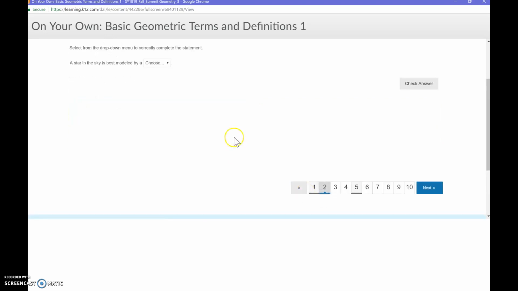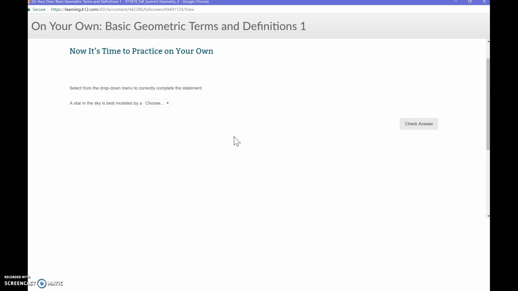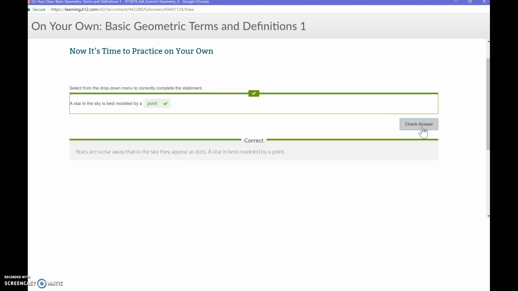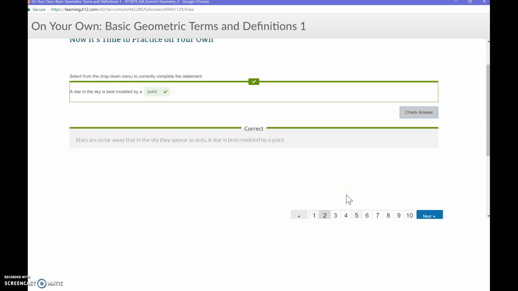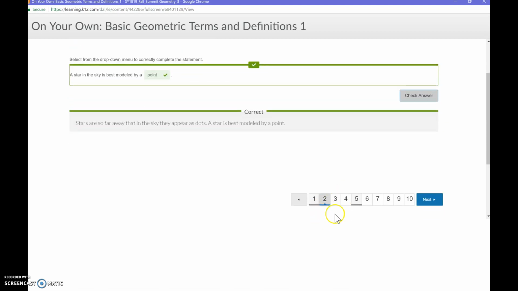Go to number 2. Let's try this again. Select from the drop-down menu to correctly complete the statement. A star in the sky is best modeled by... Let's look at our options. Point, line, plane. Well, a star in the sky is not a flat surface. A star in the sky is not a line that goes on and on forever. So I'm going to say point. Let's check our answer. We got it. Great job. So they appear as dots, modeled by a point.